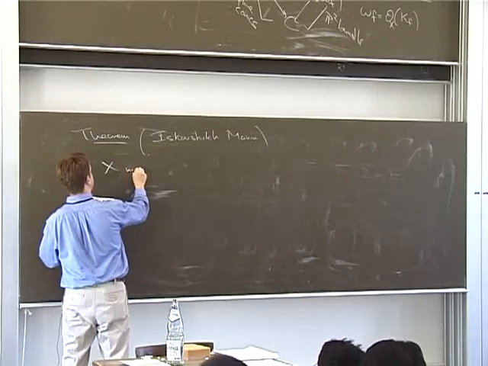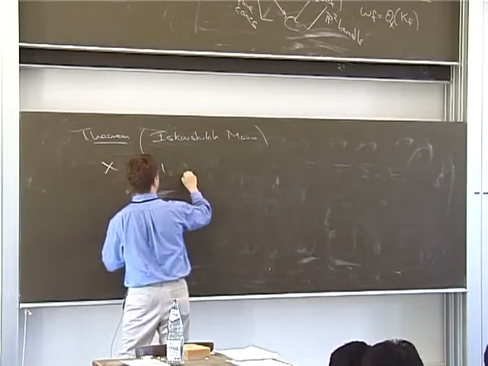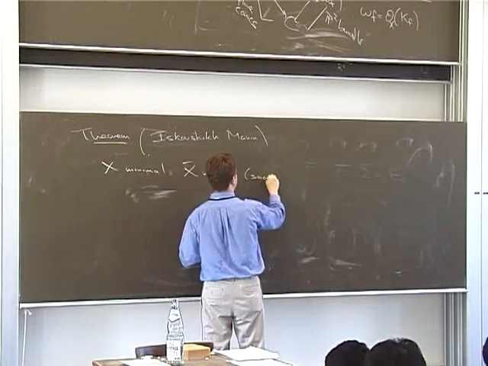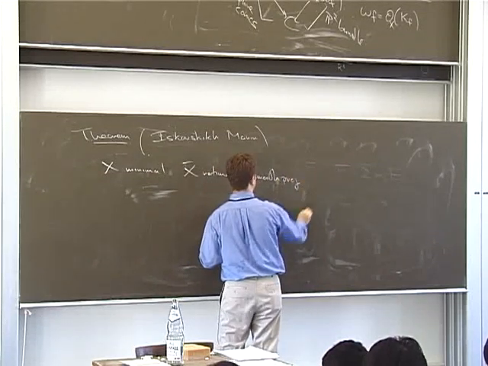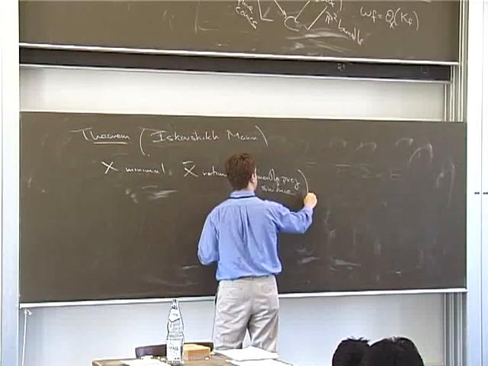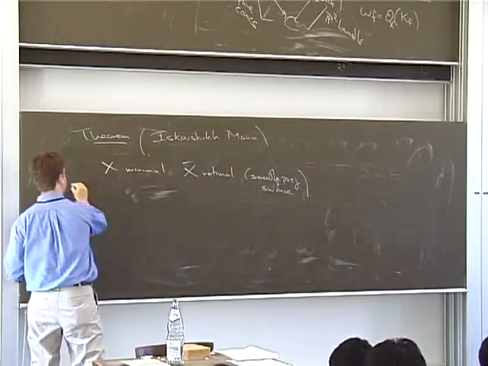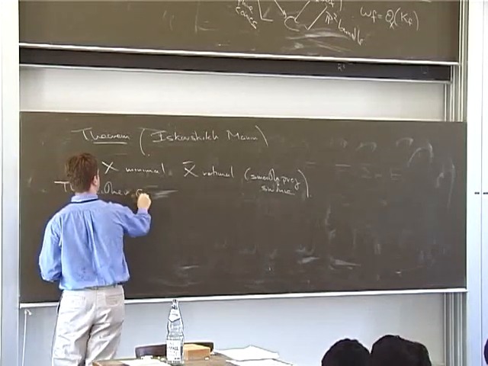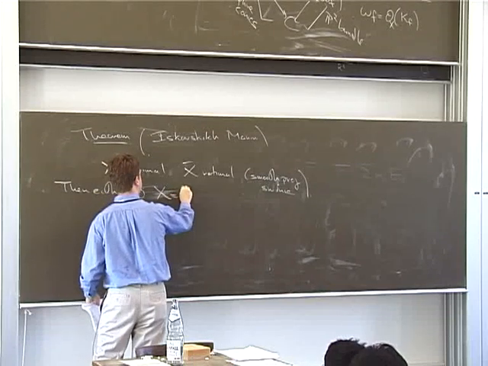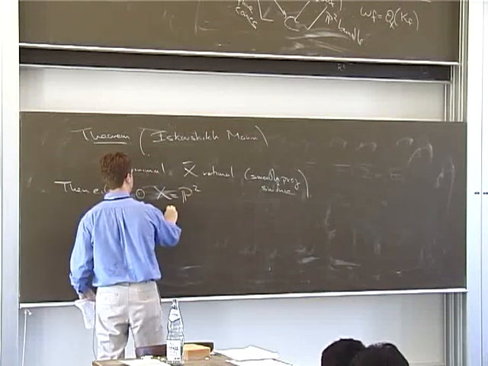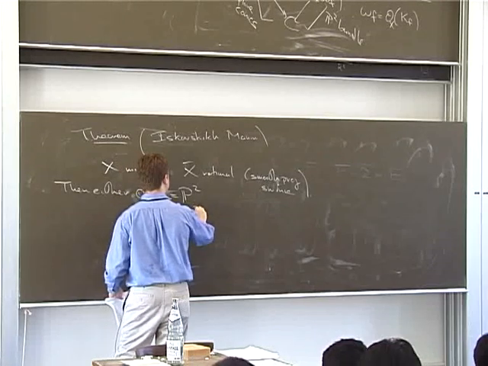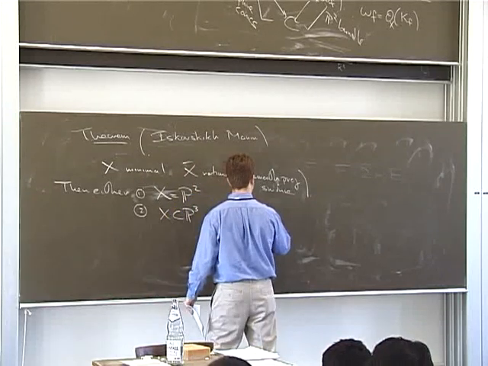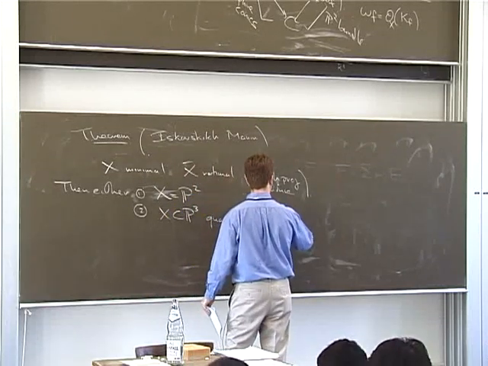Let's say X is minimal, and X bar is rational, and X is a smooth projective surface. Then either X is P2, or X in P3 is a quadric, so that the Picard group of X is isomorphic to Z.